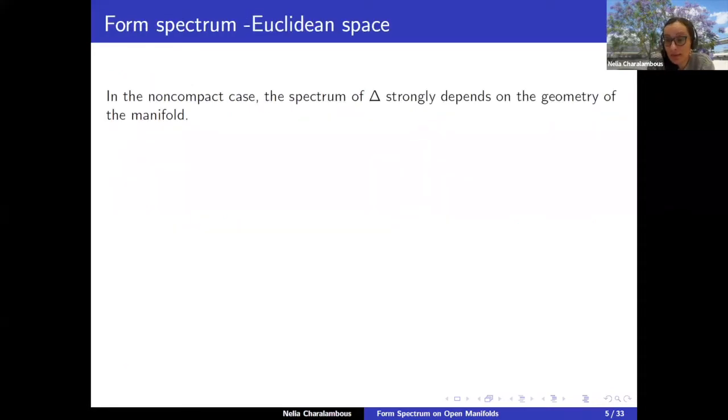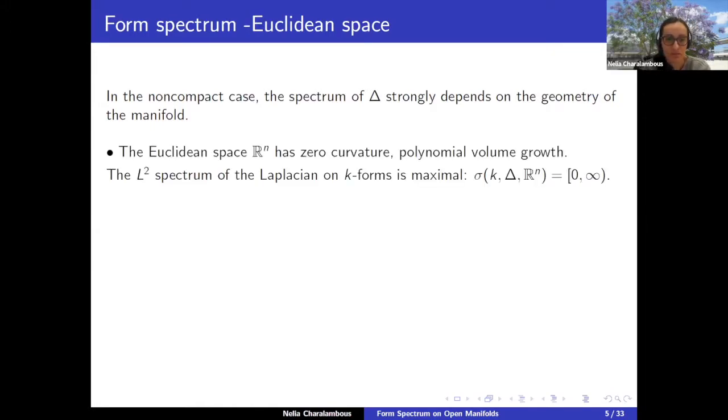At the same time, in the non-compact case, I'm going to make the argument that the spectrum strongly depends on the geometry of the manifold by giving you two very well-known examples. The first one is Euclidean space, which has zero curvature and polynomial volume growth. And it's well known there that the spectrum of the Laplacian on K-forms is as large as it could be on L2. It's the whole interval from 0 to infinity.